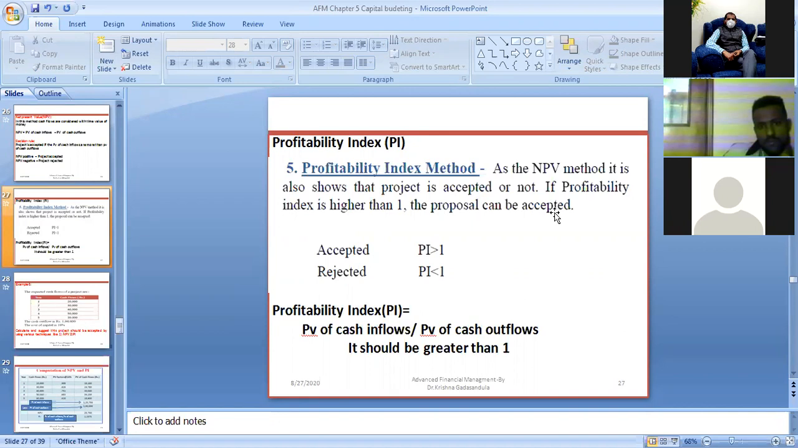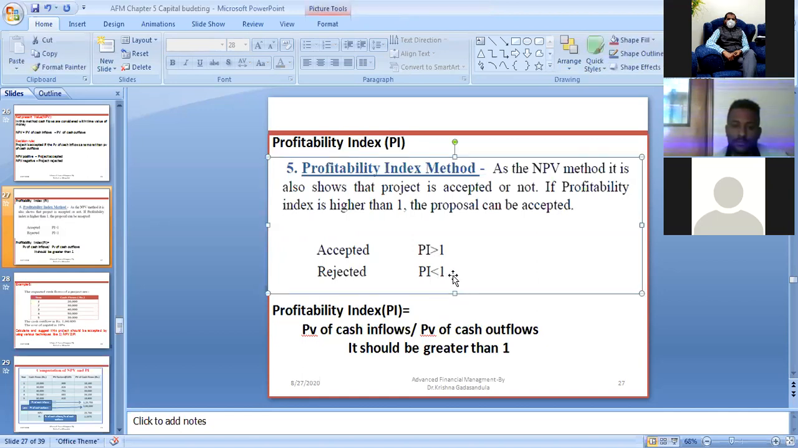What is the profitability index? Like the NPV method, it shows whether the project is accepted or not. If the profitability index is higher than 1, the proposal can be accepted. Accepted if the profitability index is greater than 1. Rejected if the profitability index is less than 1.